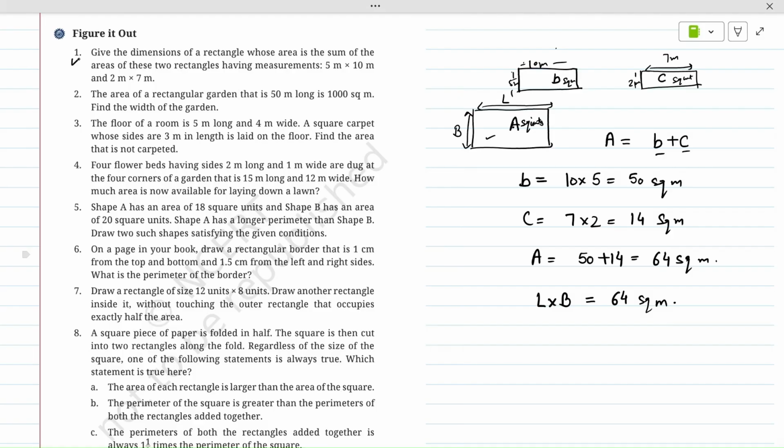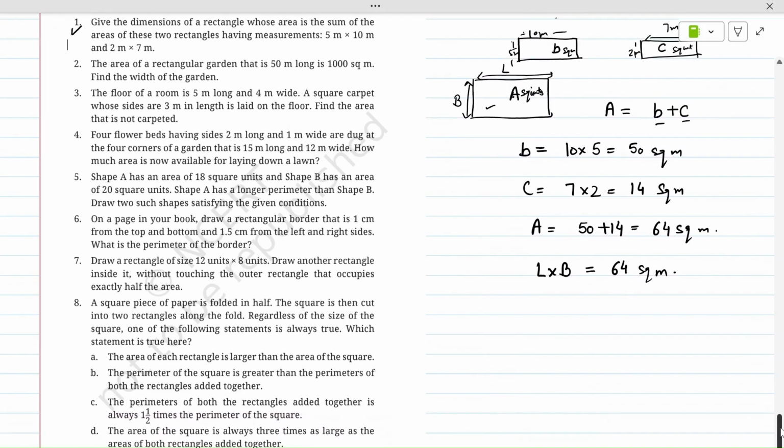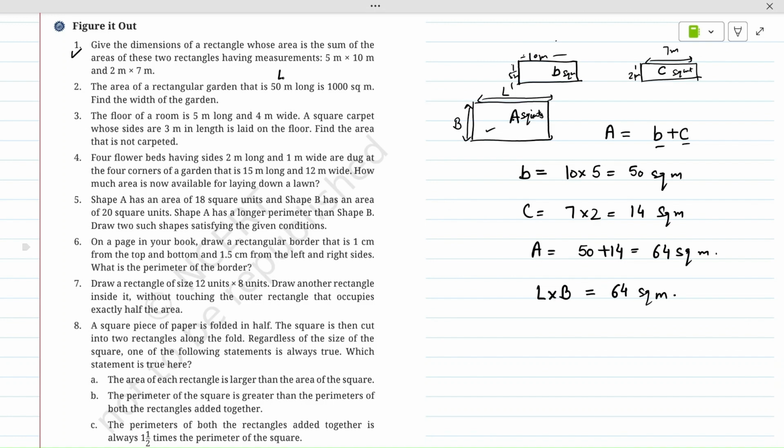Now coming to the second one, the area of a rectangular garden that is 50 meters long is 1000 square meters. So the length of the rectangle is given, the area of the rectangular garden is given, and what we are asked to find is the width. We know that this length 50 multiplied with the width is giving us the area 1000. So the width will be 1000 divided by 50, that is equivalent to 20 meters. So the width is 20 meters. I hope you have understood. This is a very easy question.